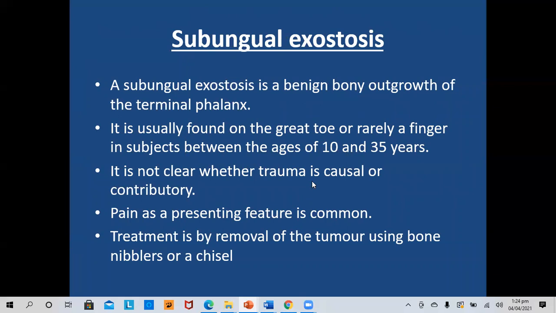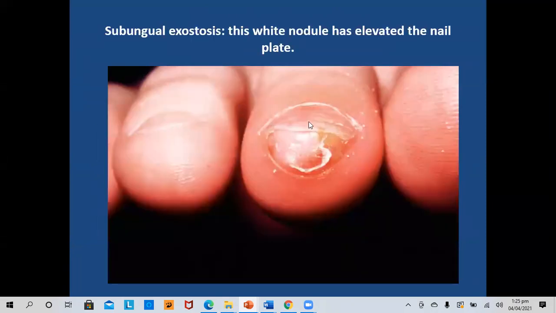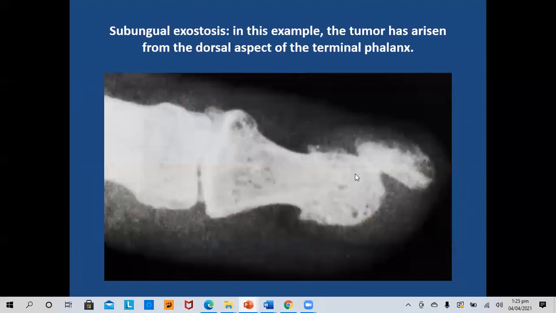Subungual exostosis. It is a benign bony outgrowth of the terminal phalanx, found on the great toe or rarely on a finger, in subjects between 10 and 35 years. It's not clear whether trauma is the main or a contributory cause. Pain is the presenting symptom, and treatment is removal of the tumor using a bone nibbler or chisel. This is bony exostosis. You can see the bone arising from the distal phalanx.